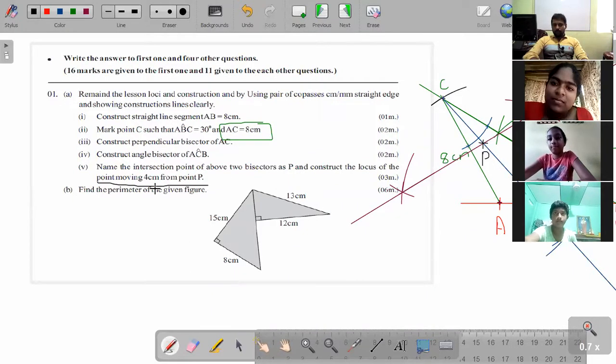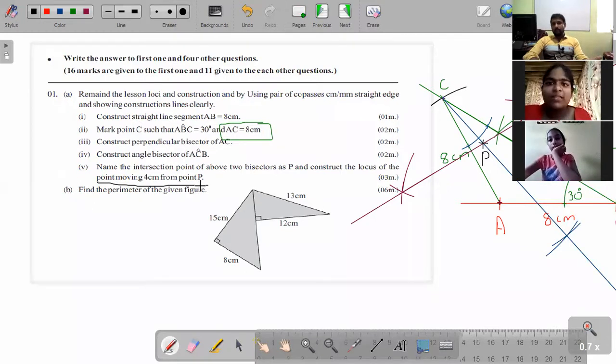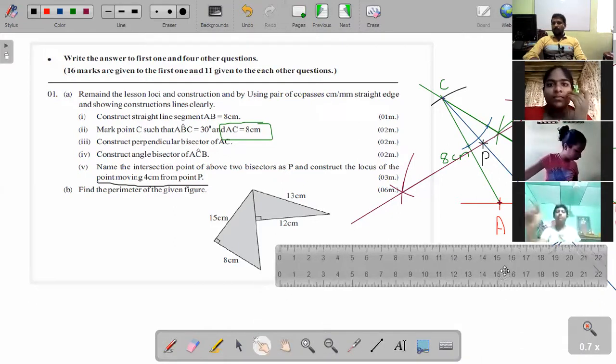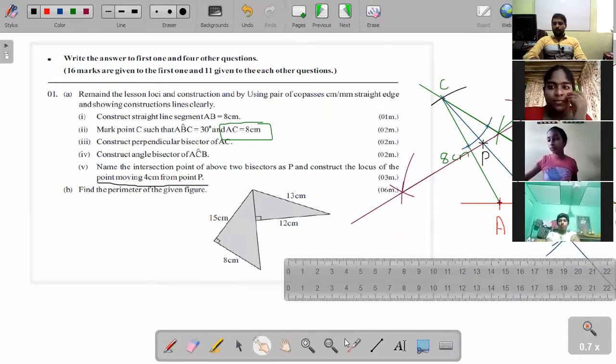First locus. First locus, that means circle, no? Point moving point. 4 centimeter from a fixed point. First locus, no? What? Circle. What is the center? P. Radius 4 centimeters. So you have to take 4 centimeters of your compass.